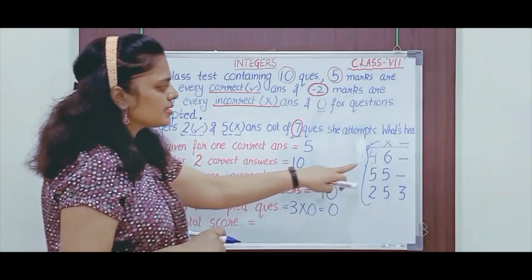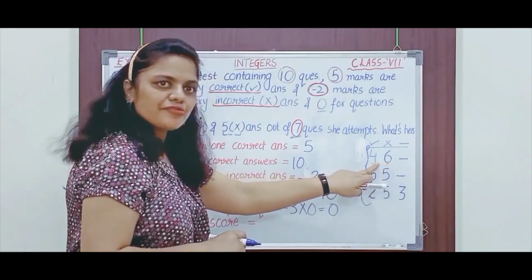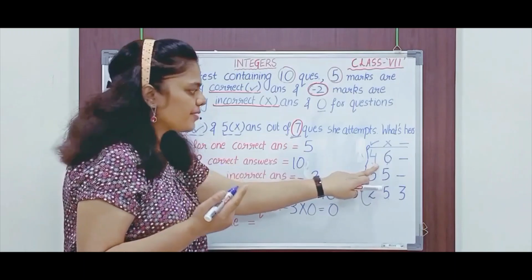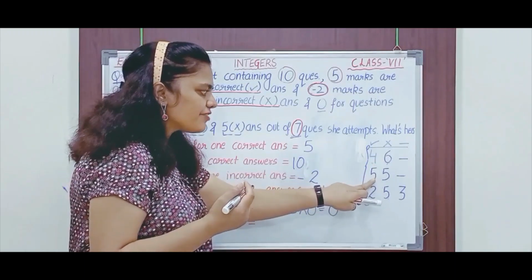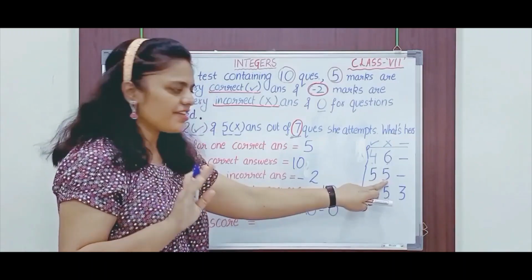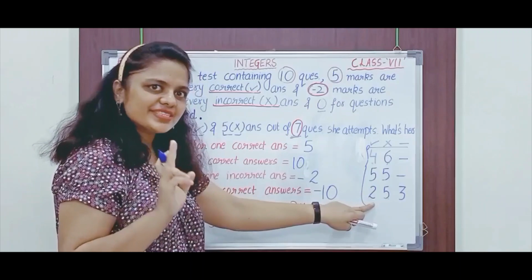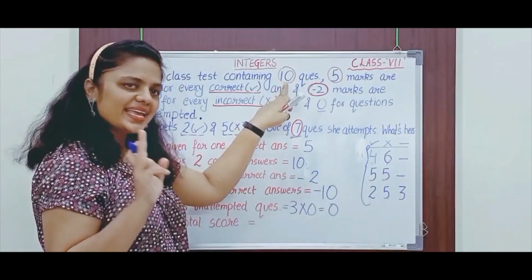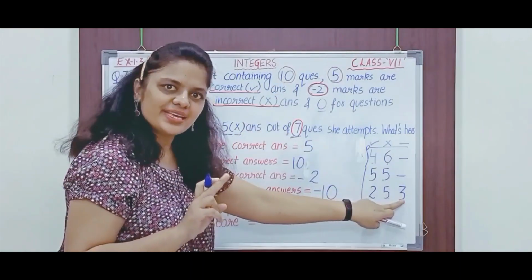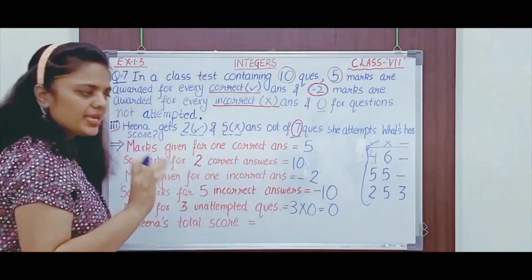Now in the first case, there were 4 correct answers and 6 incorrect answers, which made a total of 10. So there was no unattempted left. In the second case also, there were 5 correct and 5 wrong answers. So 5 plus 5 is 10. There were no unattempted left. But in the last case, 2 were correct, 5 were wrong, which makes a total of 7. But the total questions was 10. So 10 minus 7 is 3. So you must be careful if this part is being given in the question.